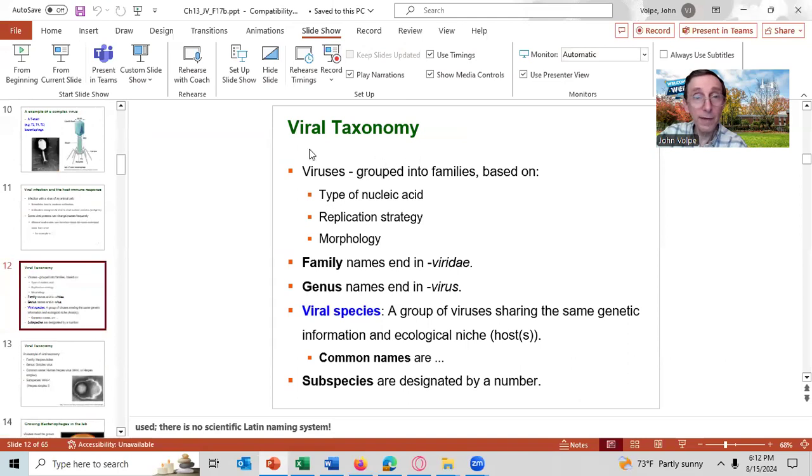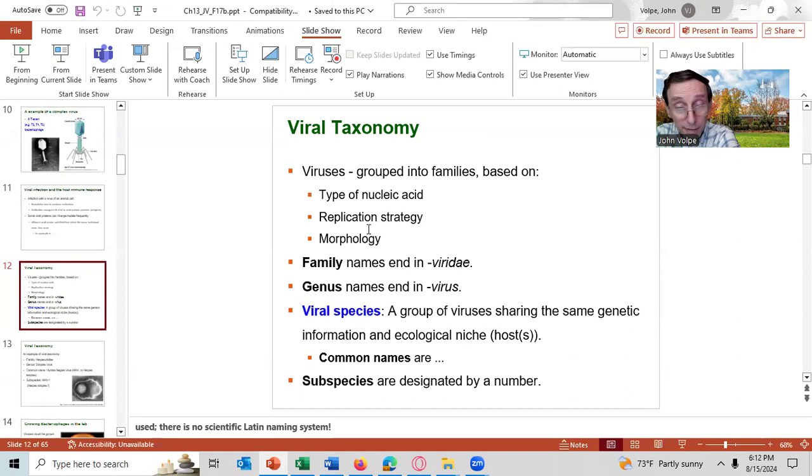So let's talk about viral taxonomy. That is the classification of viruses. Viruses are grouped into families based on the type of nucleic acid they have, the replication strategy, and the viral morphology. Viruses are also, well, I guess we'll talk a little bit more about families. Viral families always end in viridae.